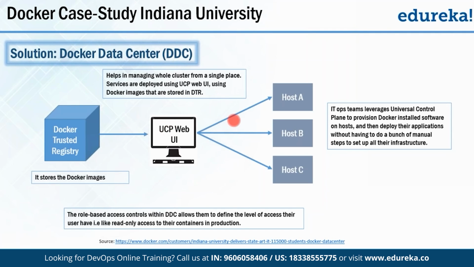It is used to deploy services onto various hosts with the help of Docker images that are stored in the Docker Trusted Registry. So the IT Ops team can manage their entire infrastructure from one single place with the help of the Universal Control Plane web user interface. They can use it to provision Docker installed software on various hosts and then deploy applications, without doing a lot of manual steps. As we saw in the previous slides, Indiana University was earlier using custom scripts to deploy applications onto VMs. That requires a lot of manual steps. That problem is completely removed here.